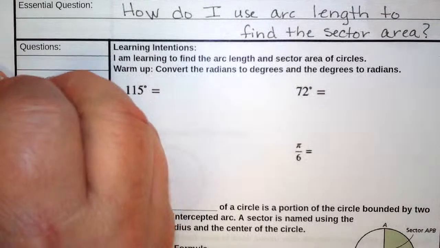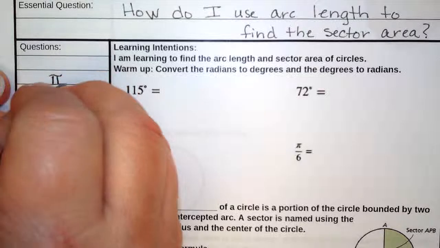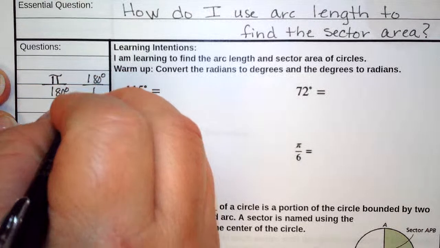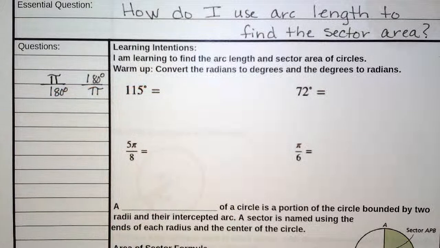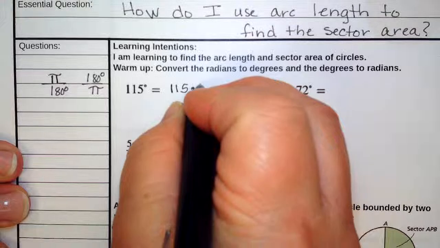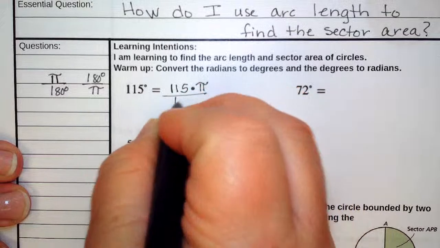Remember, what we multiply is either pi over 180 degrees or 180 degrees over pi. So if I am looking at the first one, which one do I multiply by? Well, you'll multiply by pi over 180. Why? Because degrees multiplied by degrees falls away. So this ends up with 115 times pi over 180.